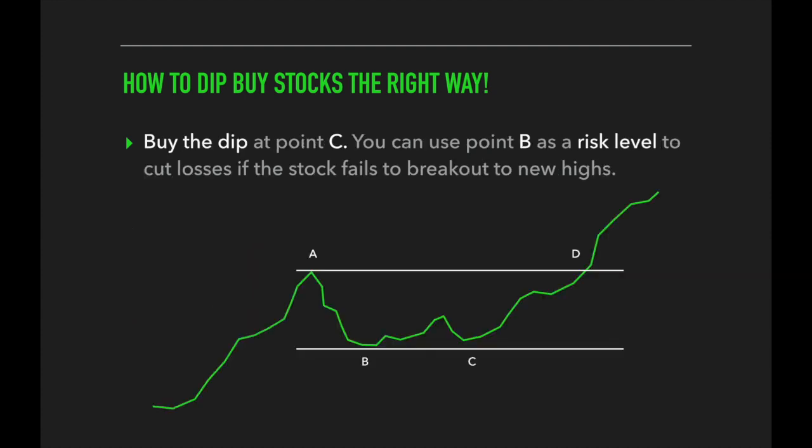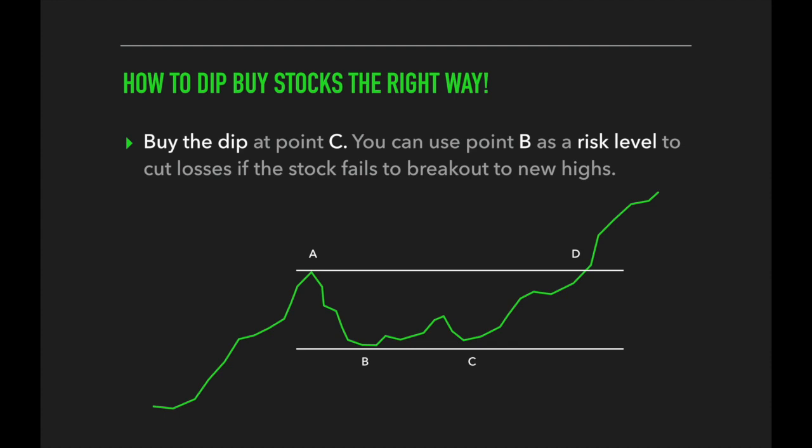If we look at this diagram at the bottom, you can see again we have our spike up, our initial high at point A, and our low at point B. It bounces a little bit, then we get a higher low at point C, and then it breaks out over point A, which gives us point D. The way we want to trade this pattern is to dip buy the stock at point C. The reason is that we can then use the level of point B as our risk level to cut losses if the stock fails to break out to new highs.